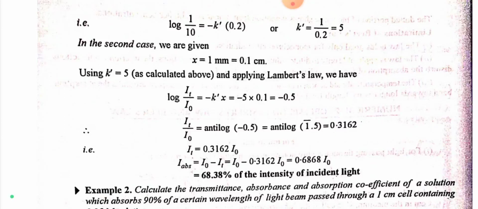= 0.3162. It = 0.3162 I0. I absorbed = I0 - It = I0 - 0.3162 I0 = 0.6838 I0, that is 68.38% of the intensity of incident light.